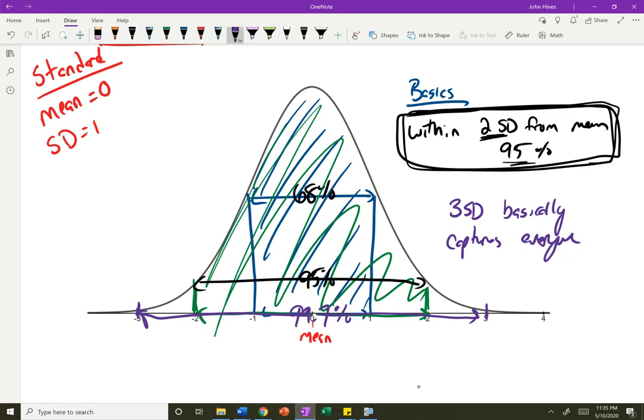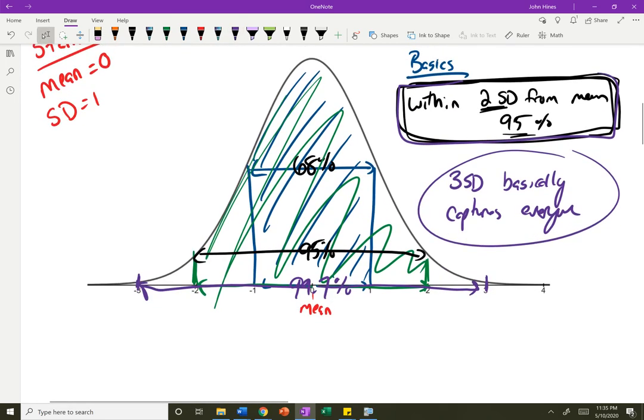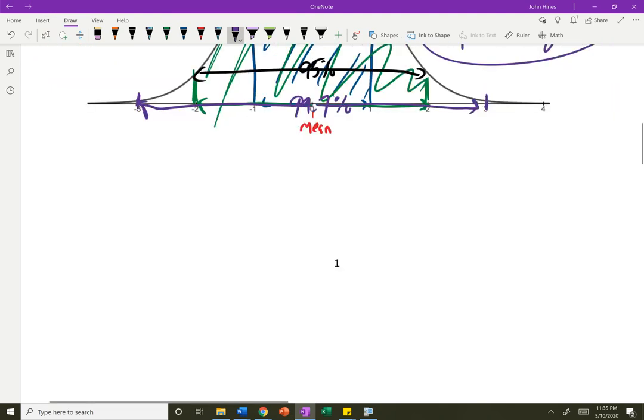So 1 standard deviation gets you like a middle chunk. 2 standard deviations is the big one. It gets you that middle 95% that we're going to be working with later on. And then 3 standard deviations from the mean captures pretty much everybody. So that's how we work with this normal curve. We're going to be finding what percent of the curve am I capturing?